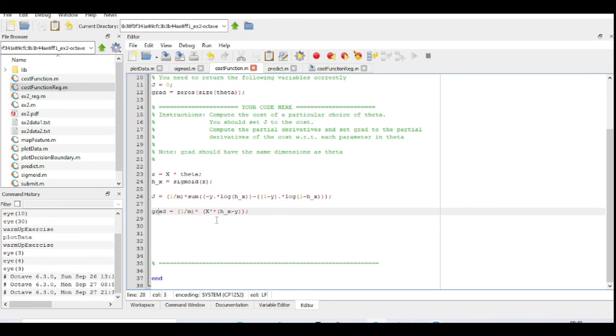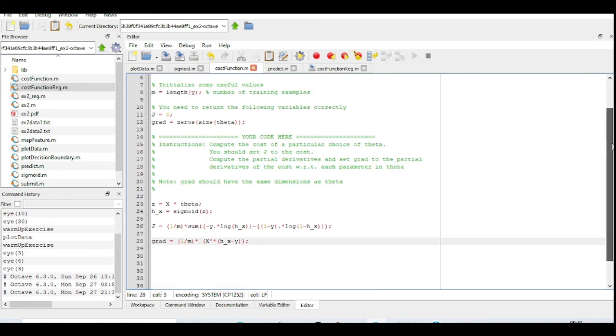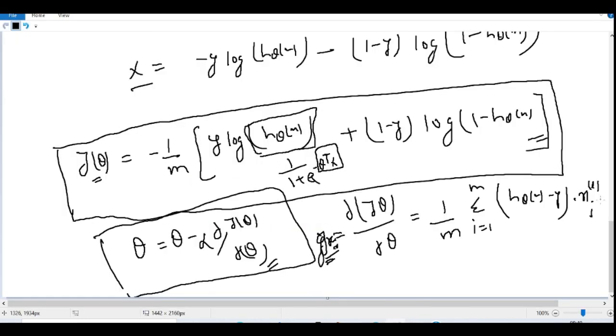So this is the implementation of your cost function. What we did was find the cost function and then the differentiation of this cost function, which I showed here. I hope it's clear to everyone.